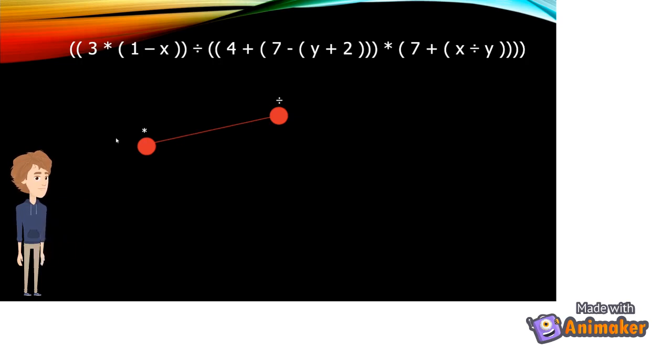Then we moved on to branch out the two offsprings, which is 3 and 1 minus x. So remember what I said earlier? The operator will always be the parent. If there is like 1 minus x, 1 is a number, x is the variable. So the operator will be the parent to 1, the offspring, and the x offspring. So next, we're going to go on to the right side of the expression.